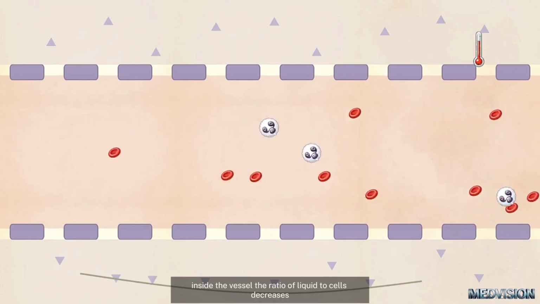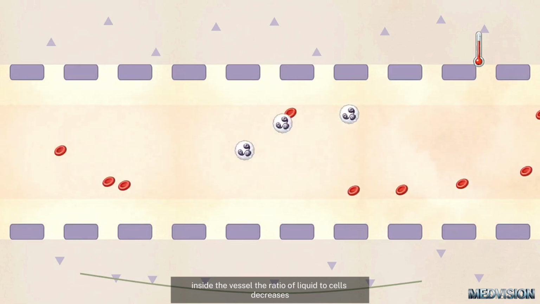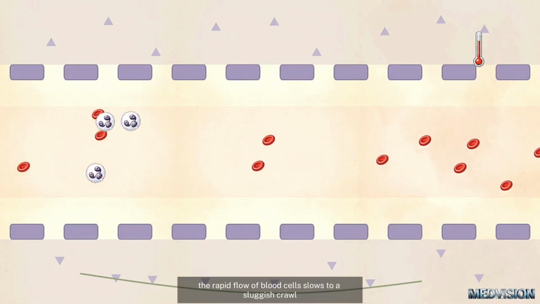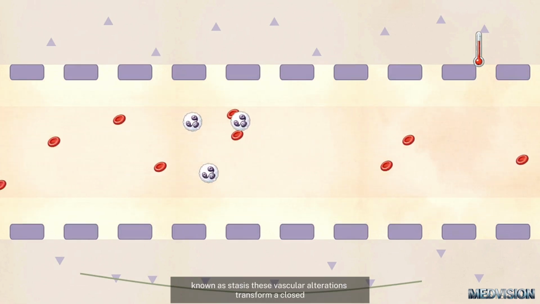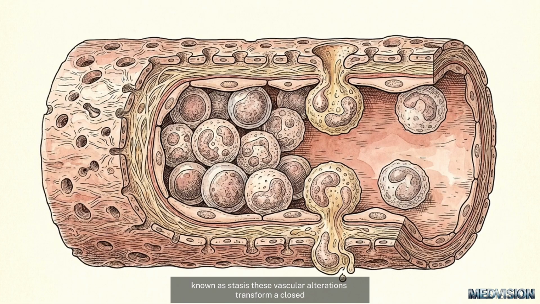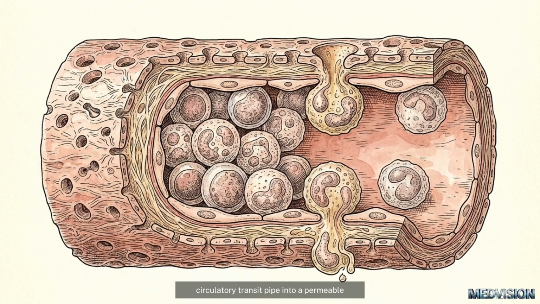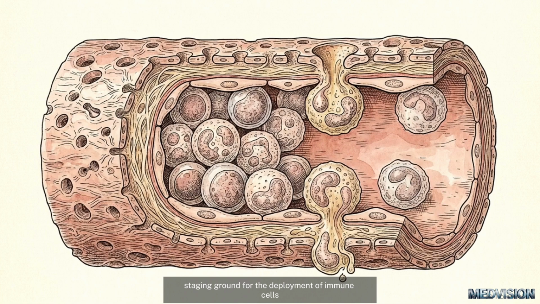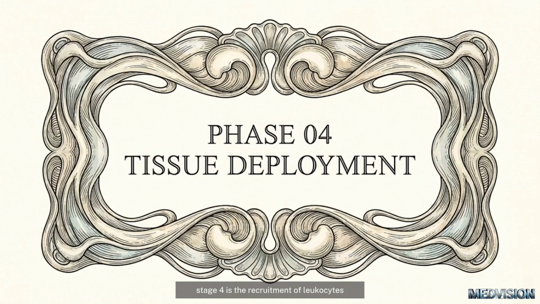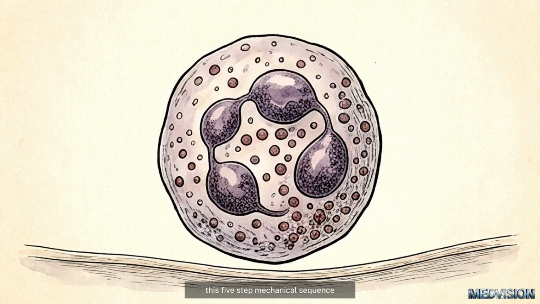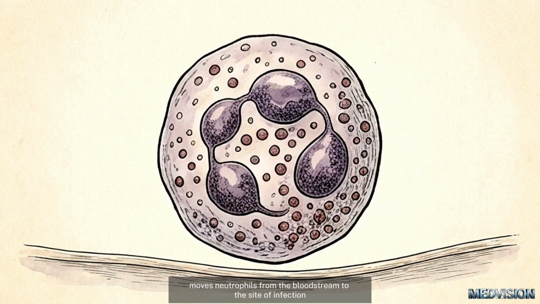Inside the vessel, the ratio of liquid to cells decreases. The rapid flow of blood cells slows to a sluggish crawl, known as stasis. These vascular alterations transform a closed circulatory transit pipe into a permeable staging ground for the deployment of immune cells. Stage 4 is the recruitment of leukocytes. This 5-step mechanical sequence moves neutrophils from the bloodstream to the site of infection.